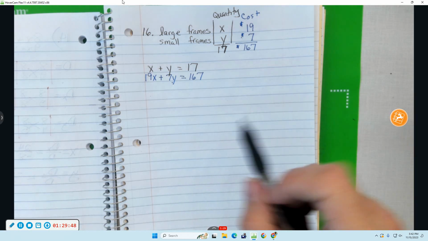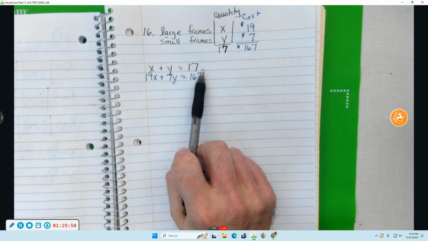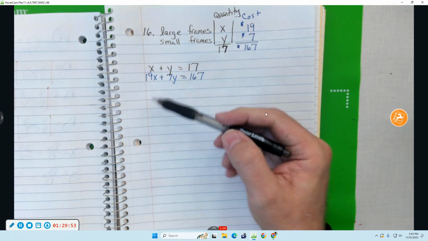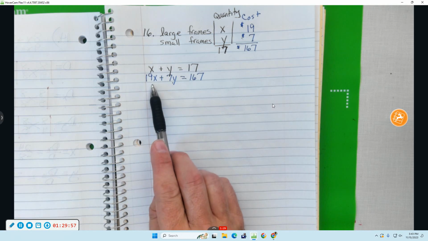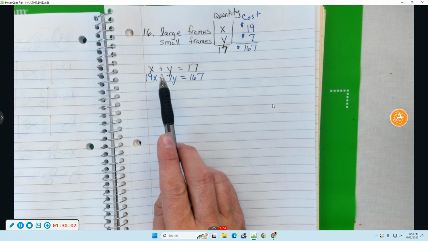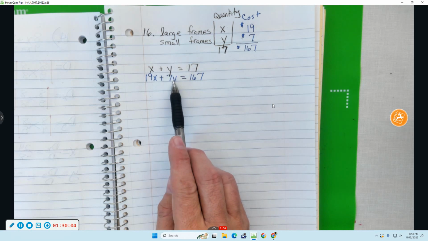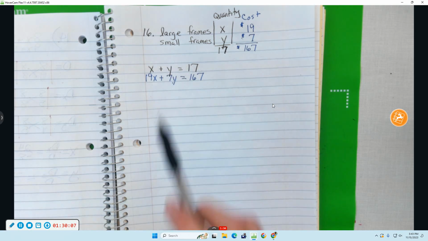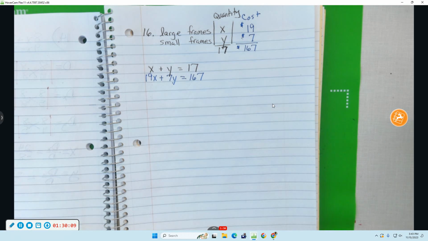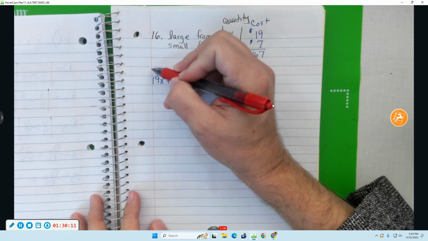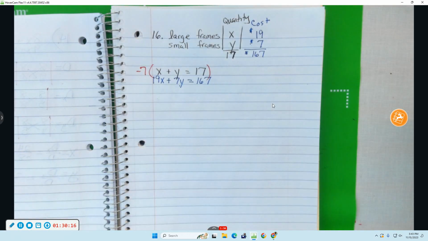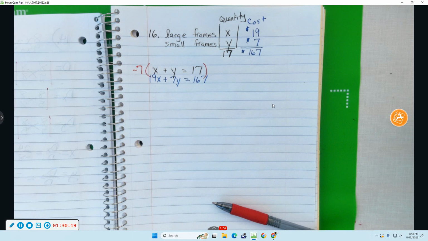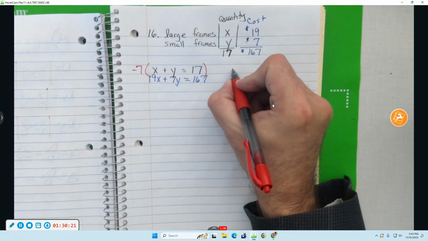But there's something I can multiply this top equation by. If I wanted to eliminate the x, I would need a negative 19 right here. But negative 19 times 17, that's getting mighty big. I'd eliminate the variable that has the smaller coefficient. So the y's, to get a negative 7, I would put the negative 7 right there. We're going to distribute through a negative 7 on that first equation.